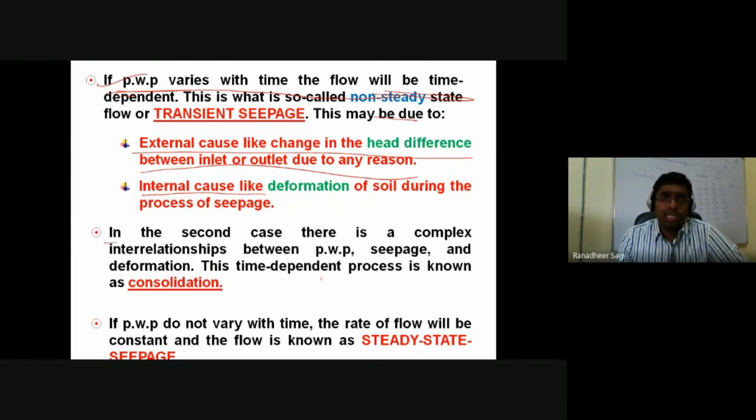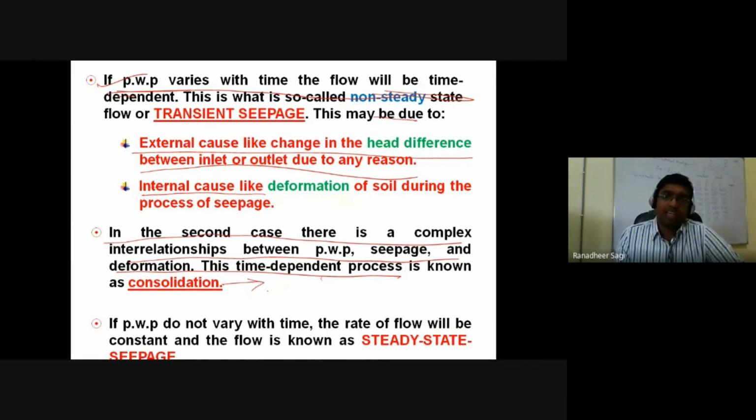The other case is the second case, where there are complex interrelationships between pore water pressure, seepage, and deformation, which is basically a time dependent process, which we'll talk about in the next unit. That is nothing but consolidation, as I told you earlier.